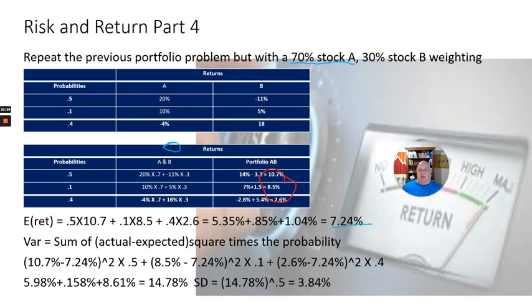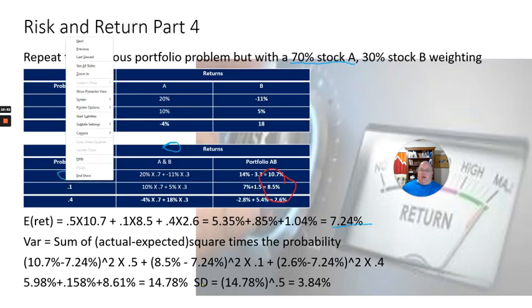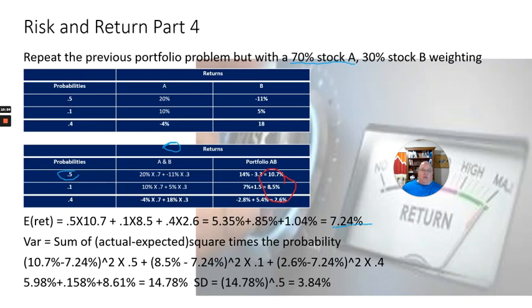So if we want to look at the variance, or the standard deviation, we're actually going to have to do the standard deviation equation, which is what we're doing right here. The sum of actual minus expected, squared, times the probability, just like we did in other problems. But this time, this is the portfolio right here. So the actual is 10.7 minus the expected 7.24, squared, times how often it occurs, 50% of the time. Then you can look down here and say the next one was the actual, which was 8.5%, minus the expected of 7.24, squared, times its probability.